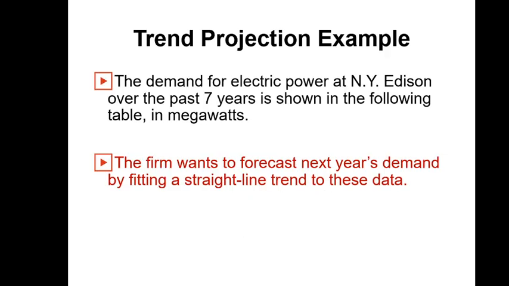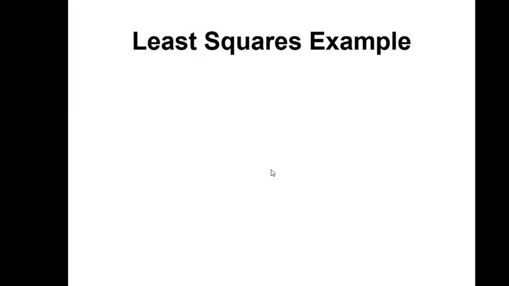Let's see an example. Let's start with this easy example. The demand for electric power at New York Edison over the past 7 years, so this is the historical data again, is shown in the following table. Okay, we will see now the table. What the company needs here is to forecast the demand for next year. So next year's period will be 8. So we know already the value of X. Because we have 7 periods, we want to forecast next year, and next year will be period number 8. So the value of X in our equation is known already.